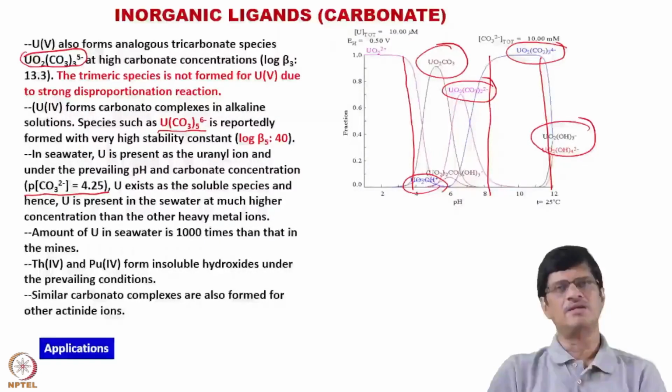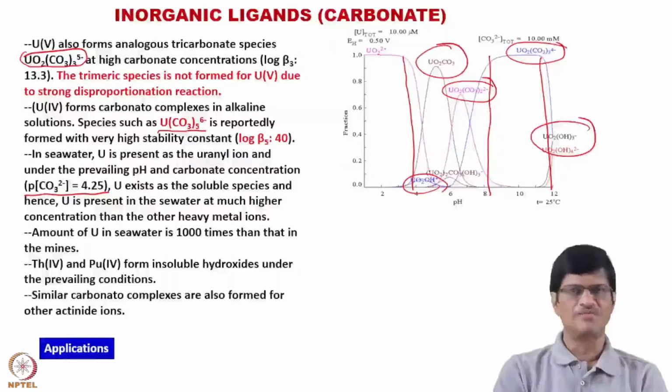Thorium 4 and plutonium 4 can also form insoluble hydroxides, and if the carbonate concentration is very high, they can form the soluble carbonate species, but for that you need very high concentrations of carbonate, which is not available under the seawater conditions. That is why thorium 4 and plutonium 4, if present in the seawater due to discharge of some plutonium activity, form insoluble precipitates under the prevailing conditions. Similar carbonato complexes are also formed for other actinide ions, but I will not be discussing those here.